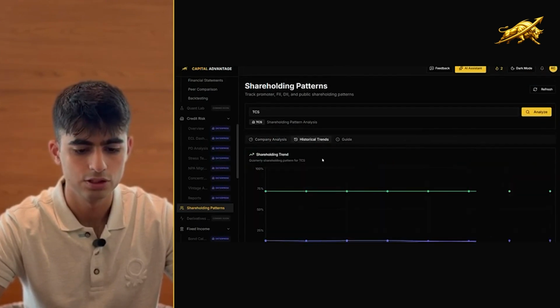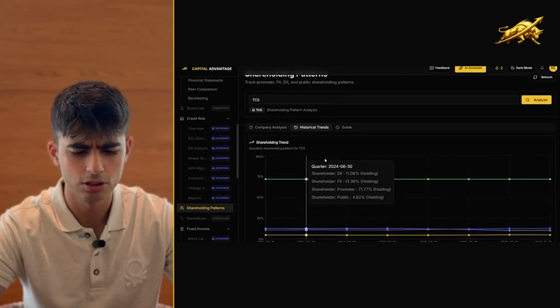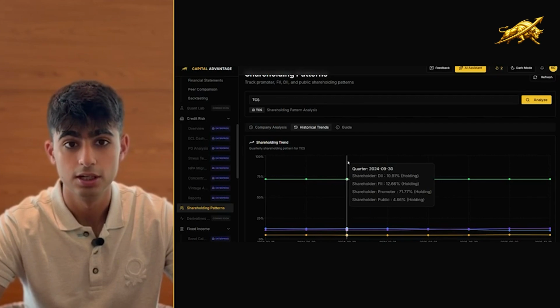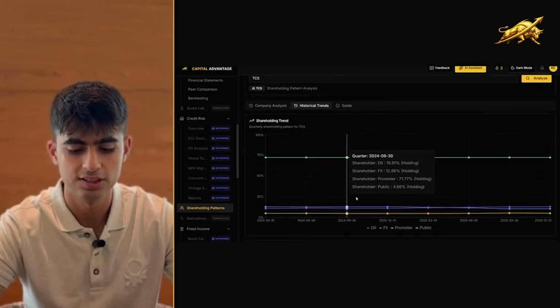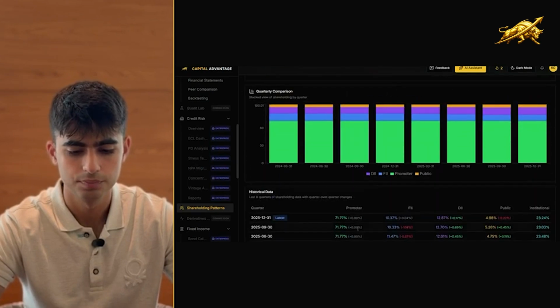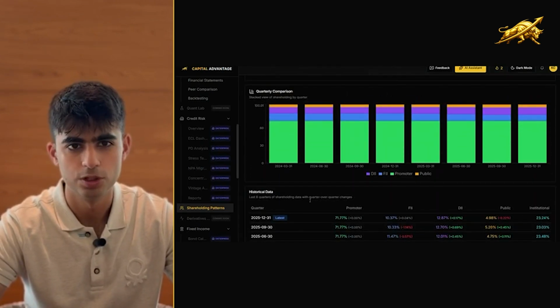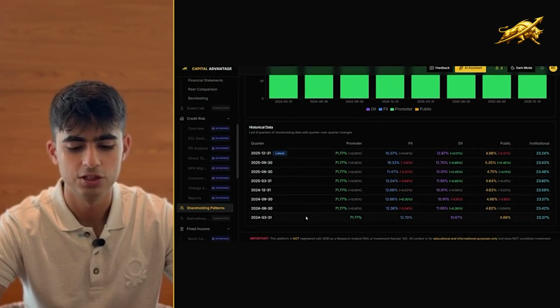We can also see historical trends. We see the quarterly shareholding pattern for TCS and how the domestic investors and foreign investors have changed ownership over the years. And you can see it's been very constant. And we can see the quarterly comparison too, with the promoters holding most of the ownership and not really selling any of it. And we have the historical data too.